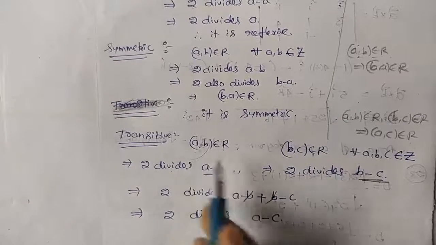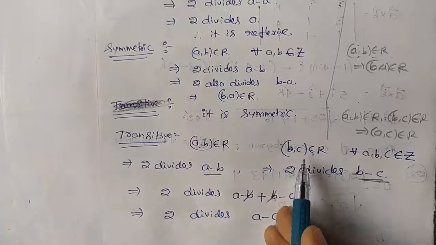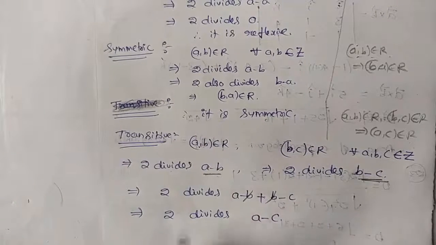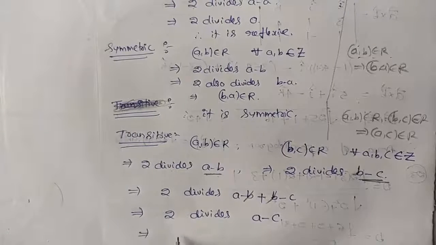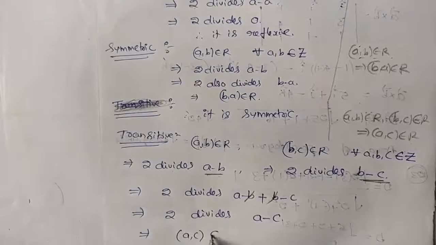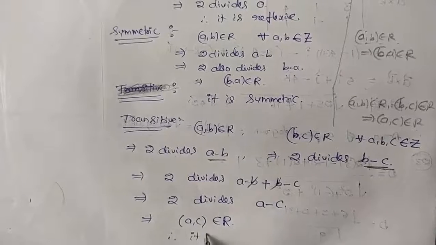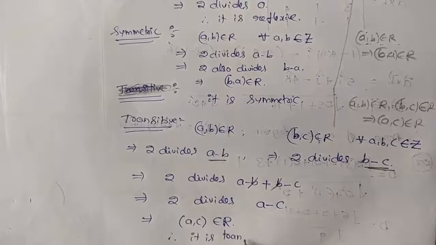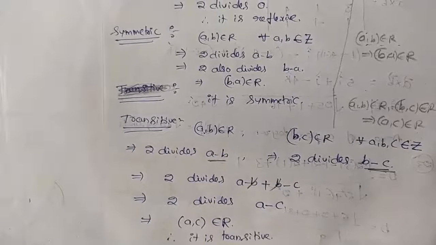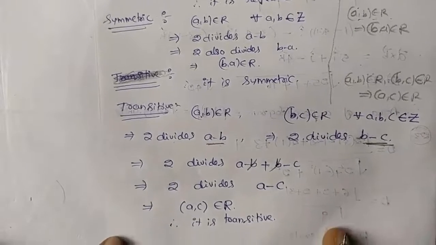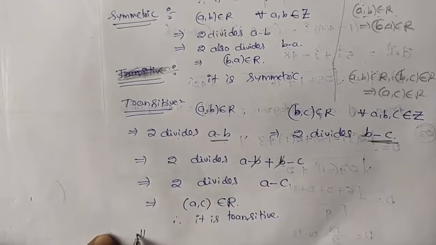If (a, b) belongs to R and (b, c) belongs to R, then (a, c) also belongs to R, since 2 divides a minus c. Therefore, it is transitive. Hence, this relation is reflexive, symmetric and transitive. Hence, it is an equivalence relation.